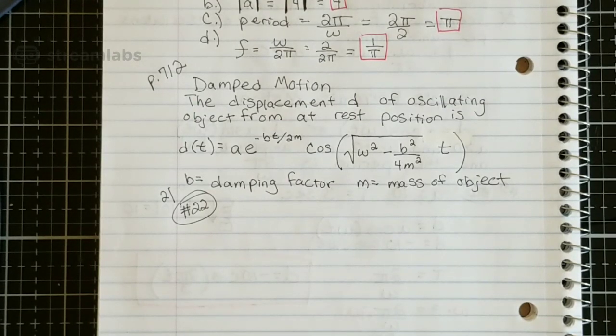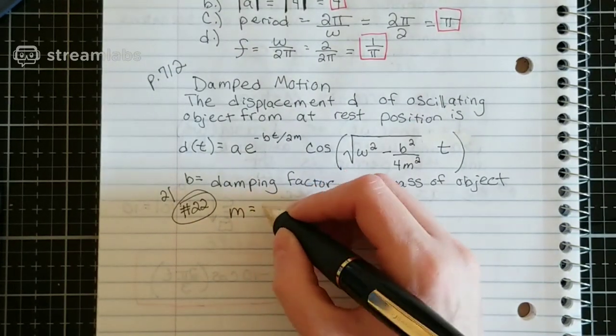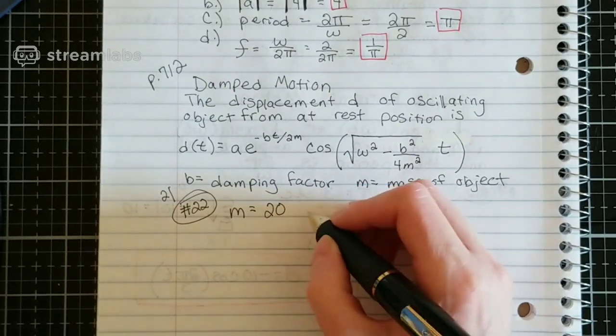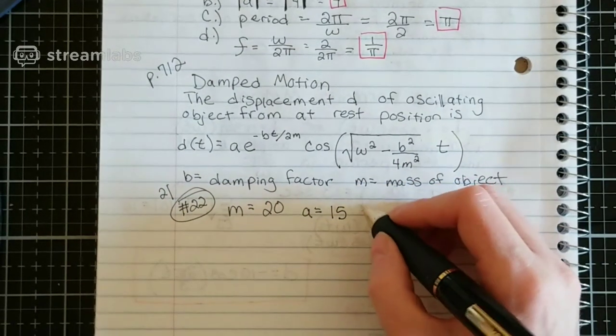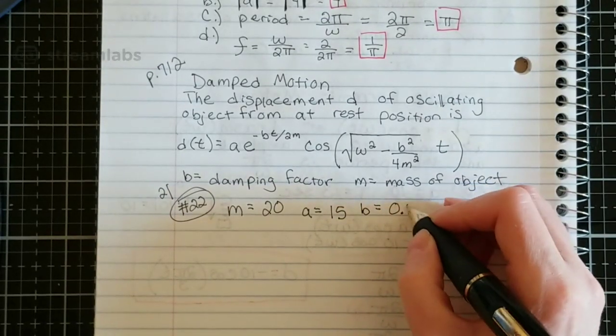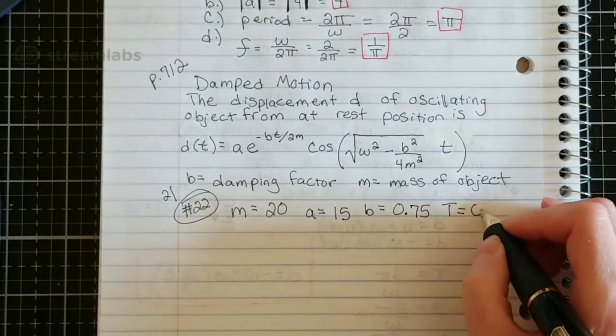All right, so question A says develop a model that gives the distance d of the object from its rest position at t seconds. B says graph the equation found in part A for 5 oscillations using a graphing utility. Okay, so we have M is 20, A is 15, B is 0.75, and capital T, which is the period, is 6.